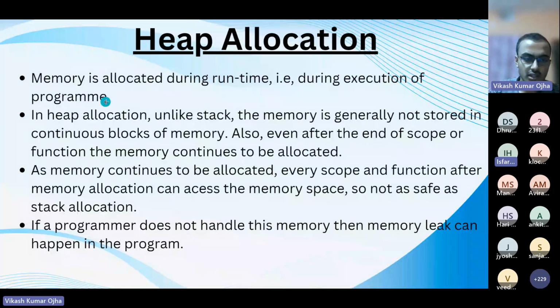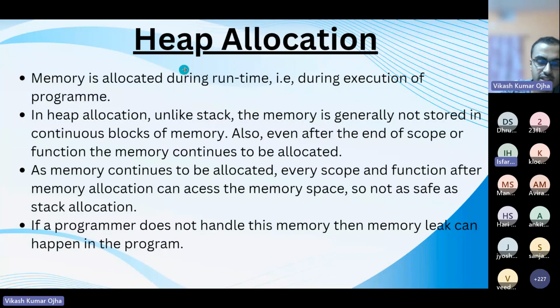As we have seen with the stack and with malloc, memory is assigned during the runtime. So memory in the heap can also be assigned during the runtime, that is, during the execution of the program. And as we have seen in the stack, the memory allocation is through continuous blocks. But in heap allocation, it is not necessary that blocks will be continuous. And that's another difference from the stack.